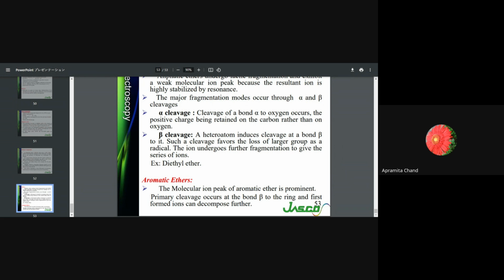So this is a bird's eye view of mass spectrometry, what kinds of examples are there, and what kinds of features of the mass spectra are there. I'm going to give the link to this particular presentation. You can just download it from this link and go through it quickly.